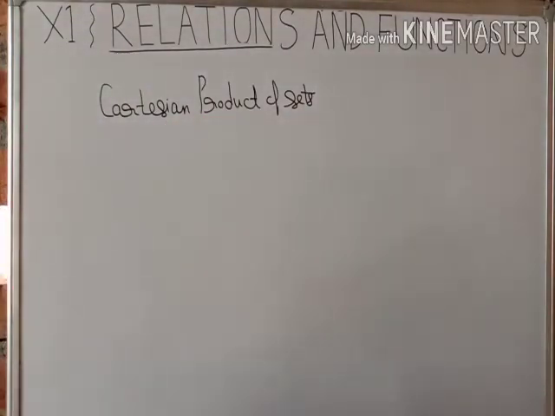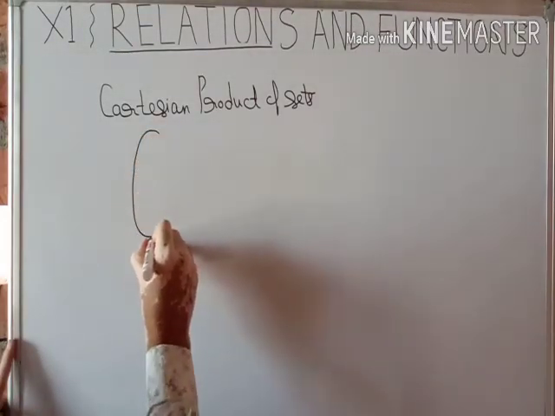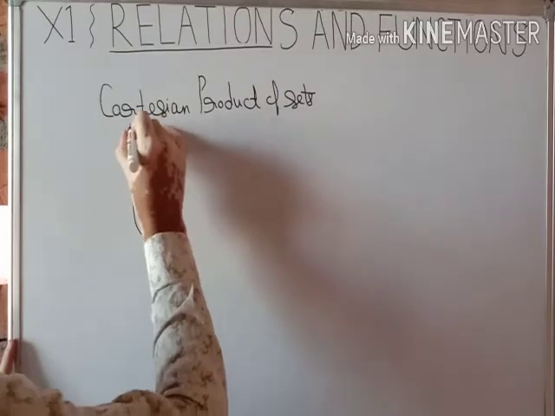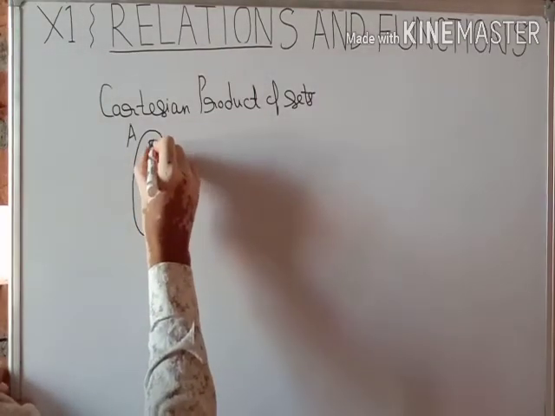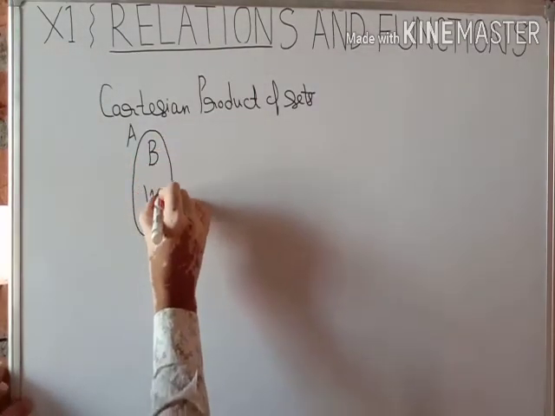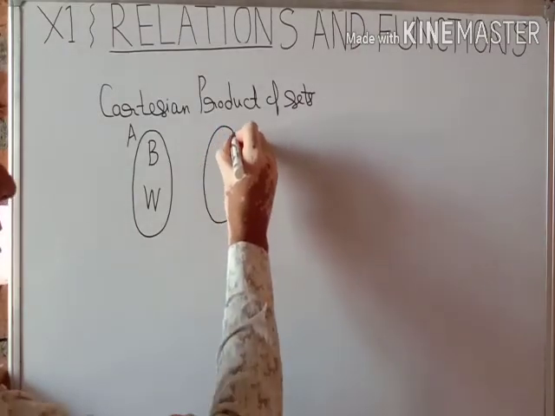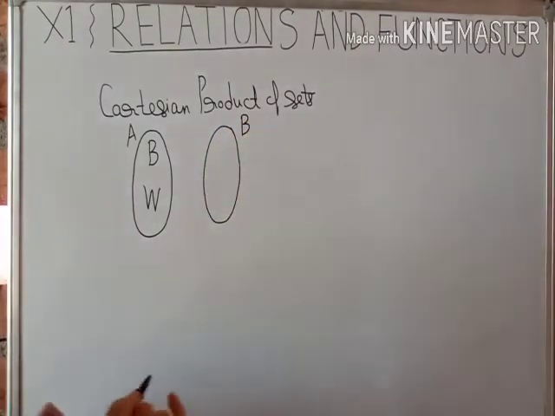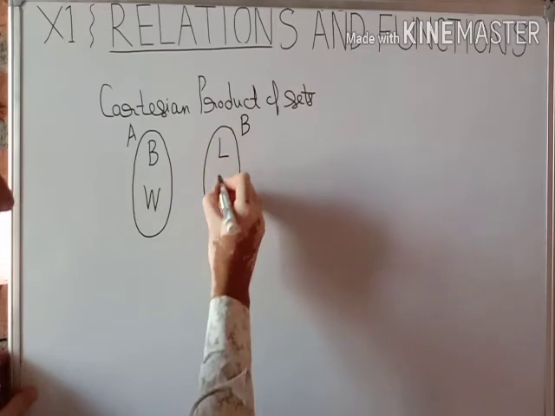I take two non-empty sets here. This is set A, and suppose it is a set of trousers, and suppose you are having only two trousers, black colored and white colored. I take a non-empty set, that is B. Suppose it is a set of shirts, and suppose you are having only two shirts, lemon colored and pink colored.